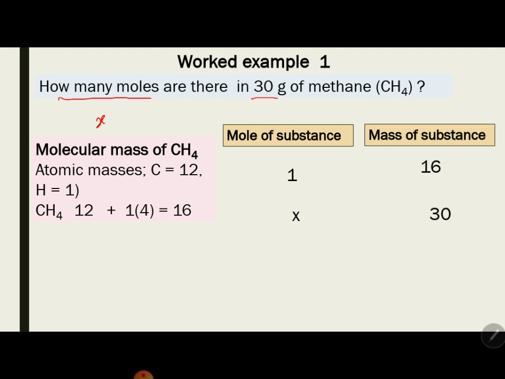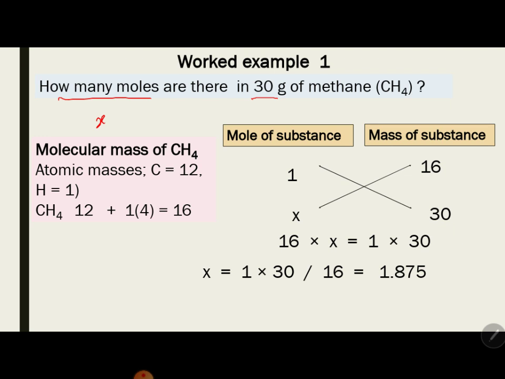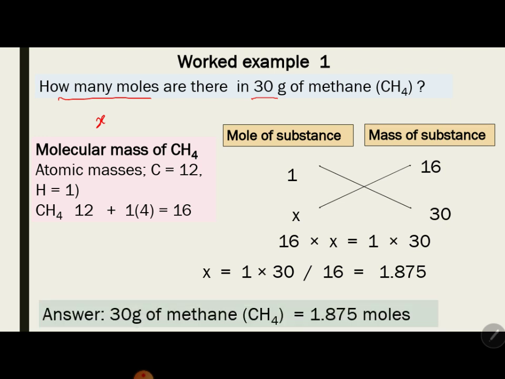Cross multiply the data like this, x with 16 and 1 with 30. Put the sign of is equal to in between. The equation will be like this. You can easily solve this equation for the value of x. You can find the value of x by dividing 1 into 30 with 16. Answer is 1.875. Now you can write the answer: 30 grams of methane is equal to 1.875 moles.